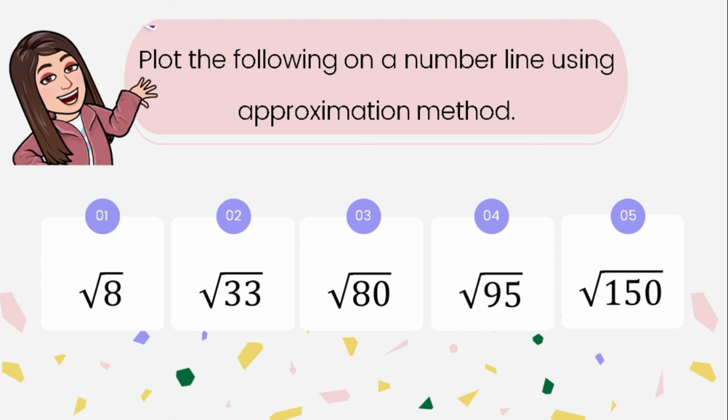Now, try answering the following questions for your practice. You may ask the help of your math teacher to check your answers. Plot the following on a number line using approximation method. Number 1, square root of 8. Number 2, square root of 33. Number 3, square root of 80. Number 4, square root of 95. And number 5, square root of 150.